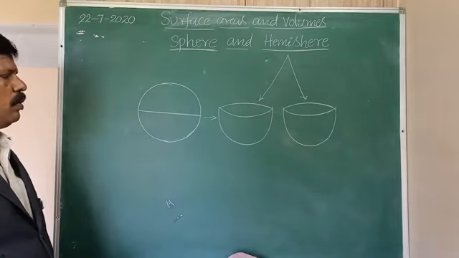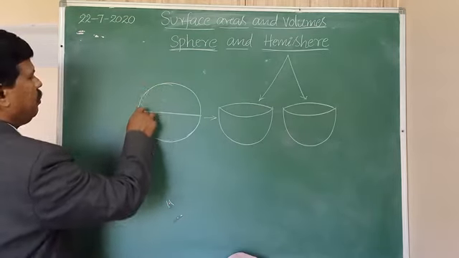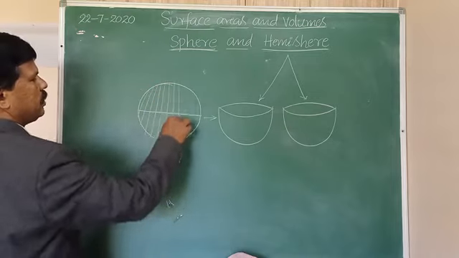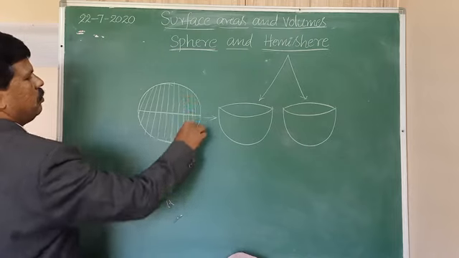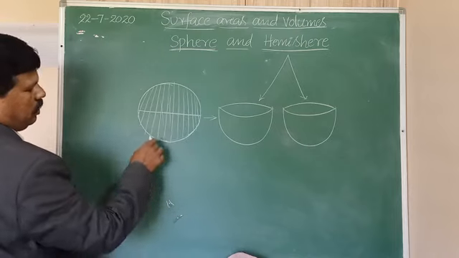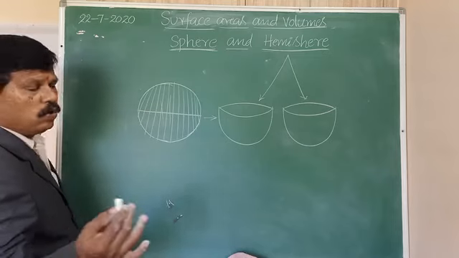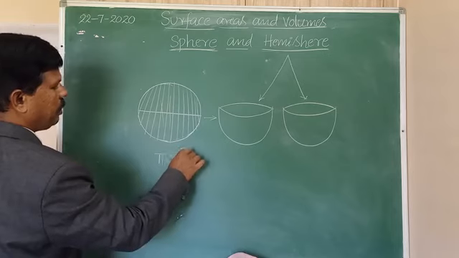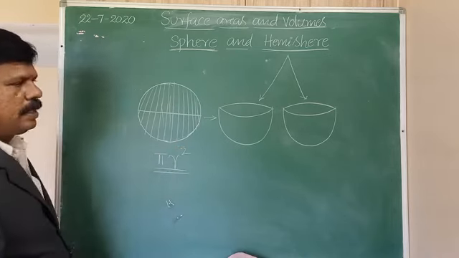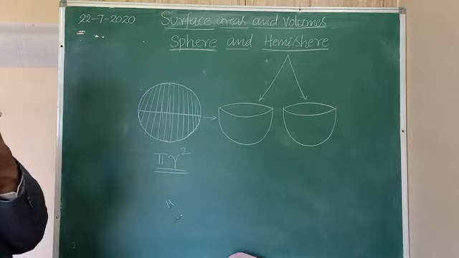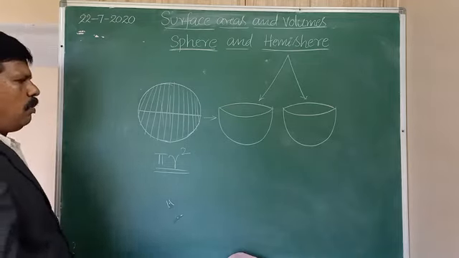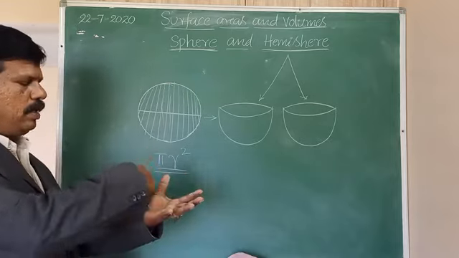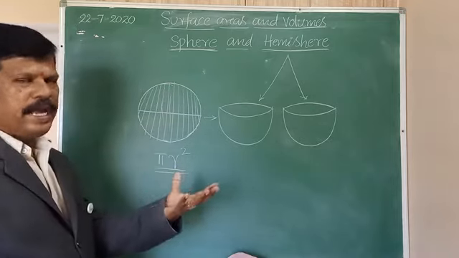Now, we know the area of a circle. So what is the area of a circle? In the previous one, cylinder and cone, you have studied that the area of a circle is given by pi r square. Area of a circle is given by pi r square. Now, take one bowl structure. Then you have one circular base.